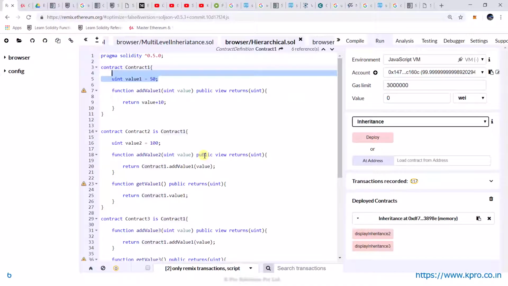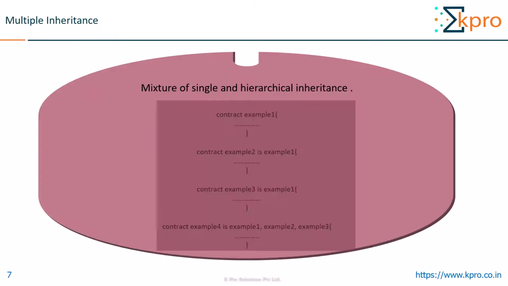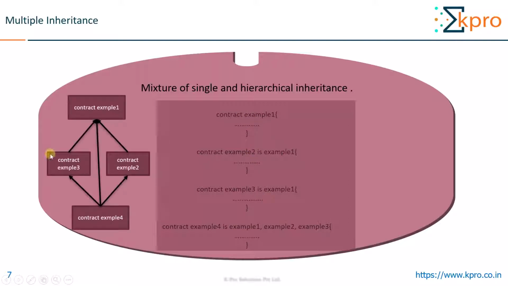Now again, let me go back to my slides quickly. Now let us talk about multiple inheritance. So multiple inheritance is a mixture of single and hierarchical inheritance. For example, you can see here, we have this base contract as example 1, from which this example 2 is inheriting, and example 3 is again inheriting from example 1, and we have this example 4 which is inheriting from all the first 3 contracts, that is example 1, example 2 and example 3. And this is basically what the multiple inheritance looks like.